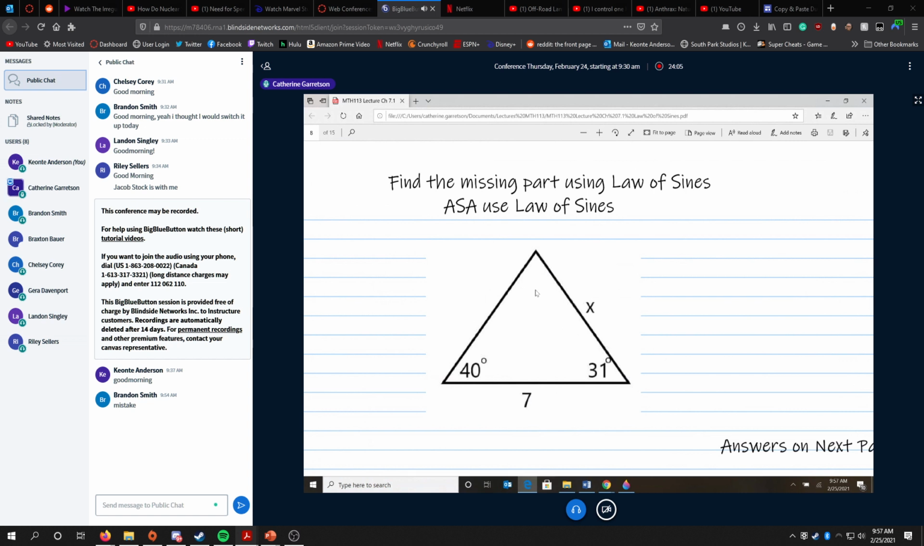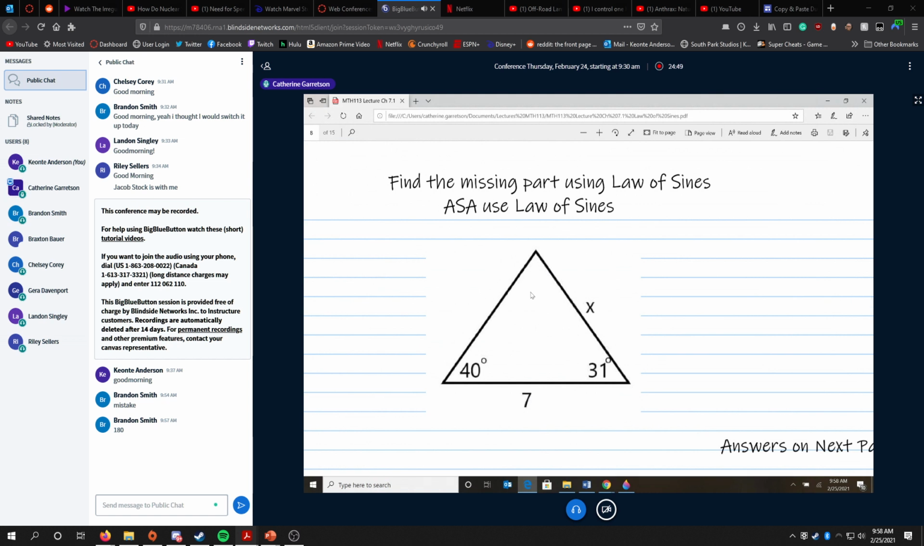Now, how do we do that? Well, we know that the sum of the three interior angles in any triangle always adds up to a certain number. So what do those three angles always add up to be? The sum of the three interior angles is always equal to what? 180. Brandon said that, and he is correct. Okay, so I could say 180, subtract 40, subtract 31, and that would give me this interior angle.